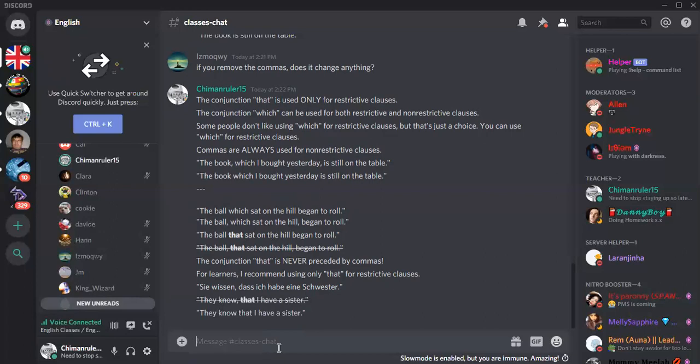But I'm not sure about the point with parentheses though, because I don't use parentheses or brackets like that, so I wouldn't really know. But I will look into that, because that is a good question. I think that if you use parentheses, you're implying that the clause is non-restrictive, but I'm not completely sure on that.